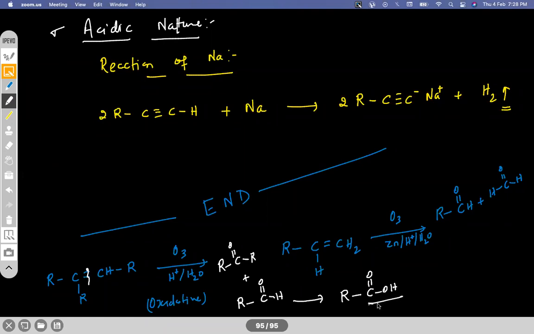So only one thing you have to keep in mind: in oxidative ozonolysis, carboxylic acid you will get, you won't get aldehyde. If ketone forms, fine, you'll get ketone only. In reductive ozonolysis, zinc is present, then aldehyde can form. Here, aldehyde won't form. We'll discuss this later on, okay? Anyway, so this is the end of the hydrocarbon chapter.